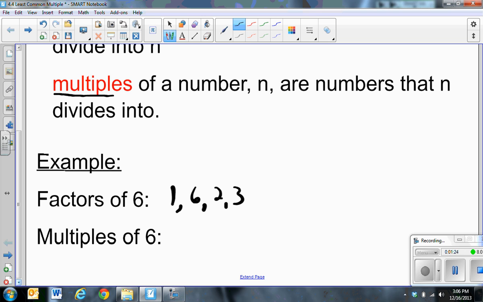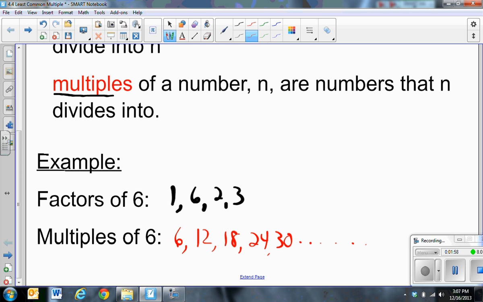Now multiples of 6, okay? Those are numbers that are bigger than 6 or equal to 6. So what we do is we can start with 6, okay? So 6 times 1 is 6, 6 times 2 is 12. So 12 is the next multiple of 6 after 6. What's the next multiple of 6 after 12? Well, that would be 6 times 3, or 18. And then a couple more. 6 times 4 is 24. 6 times 5 is 30.